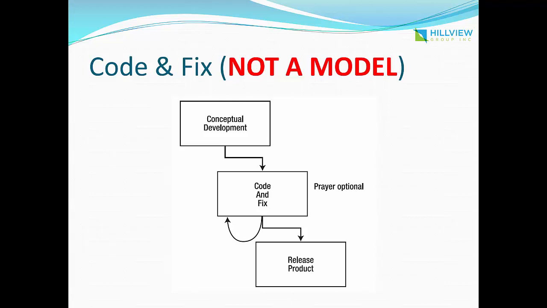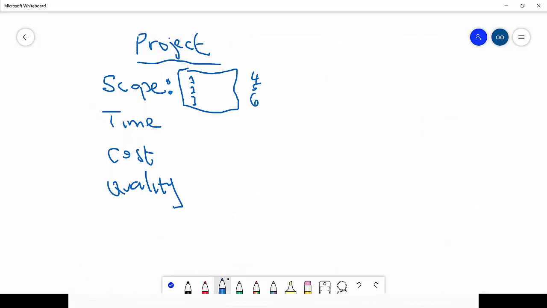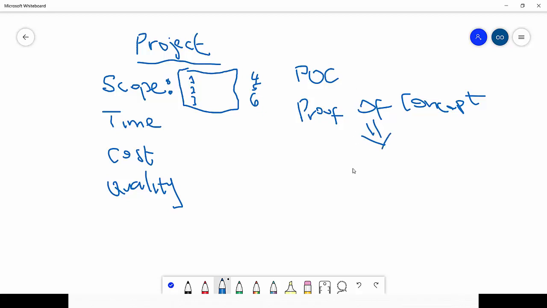Now, the only case that I can make for this particular model is if you have what we call a POC. In the software development world, there is something called POC, and POC just means proof of concept. The closest synonym I can give for a proof of concept is a prototype, and I use that very loosely. So a prototype is the closest synonym I can get for proof of concept.